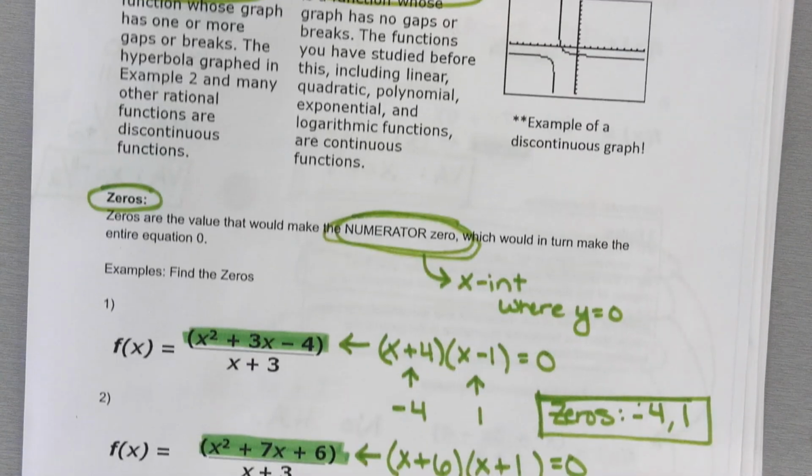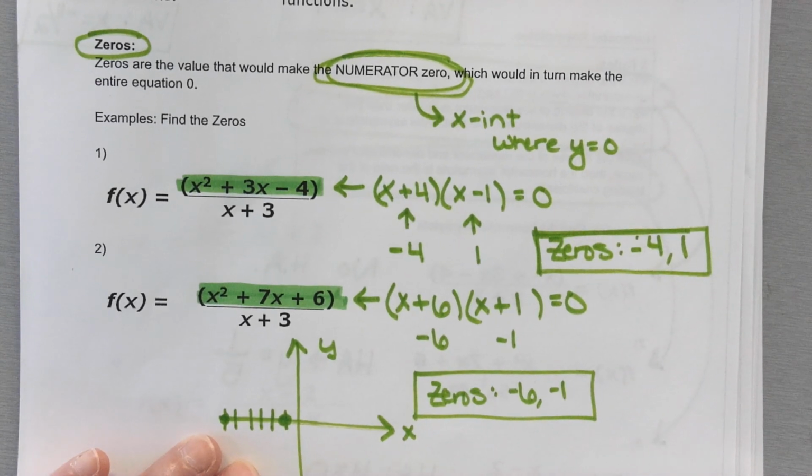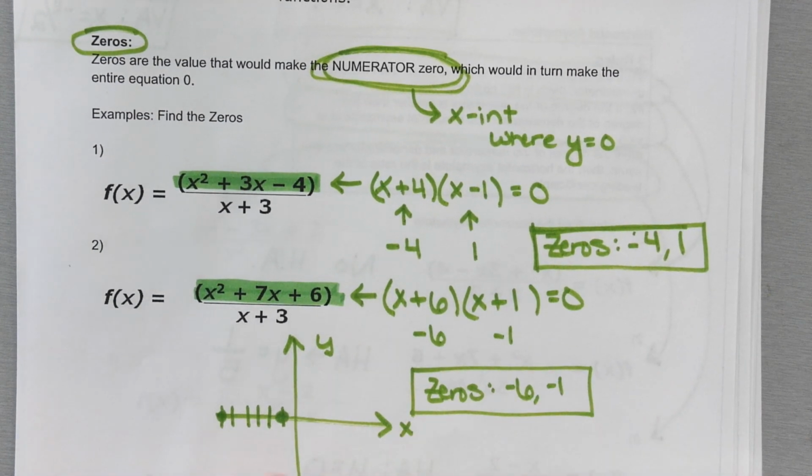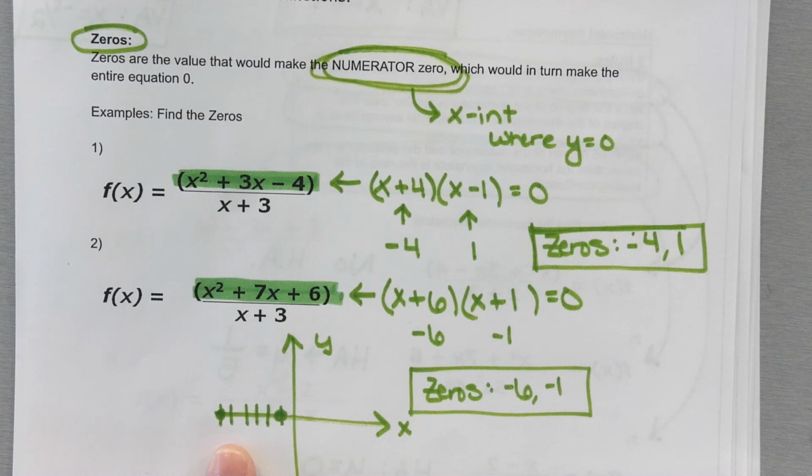Zeros. For zeros, we only care about the numerator, right? Like I jokingly said, there could be an elephant in the denominator. We don't care what's down there. We only care about the numerator. You figure out when it's 0, and that's where your zeros are. They also correspond to your x-intercepts. So if you wanted to graph your zeros, you could graph them. -6 and -1 would graph like this.